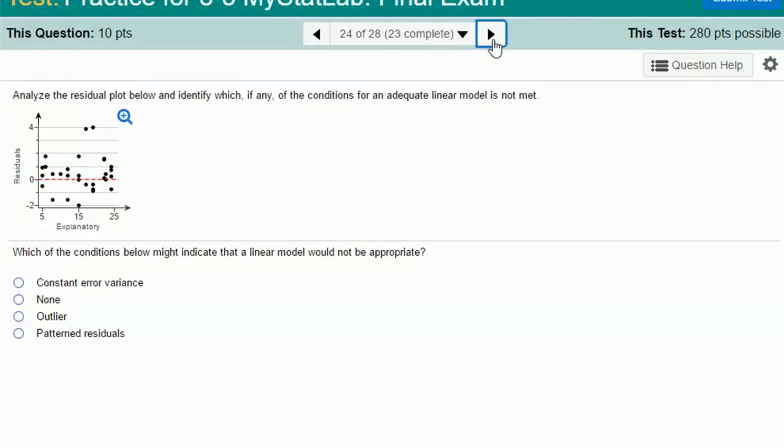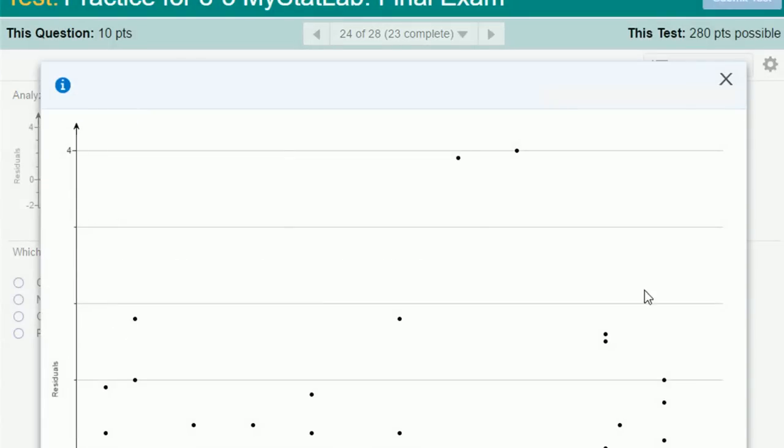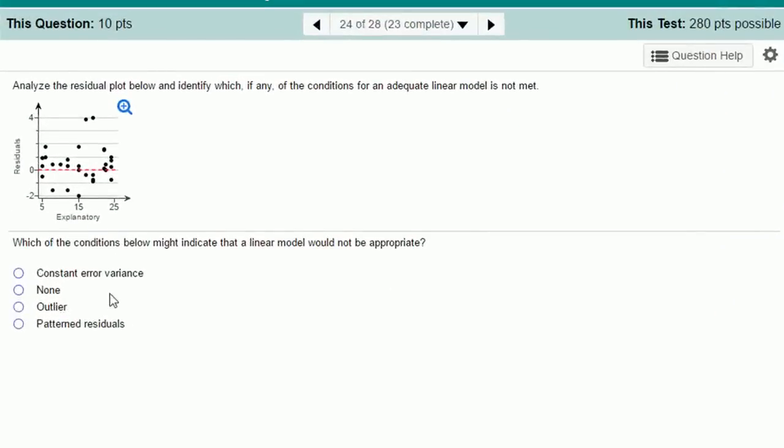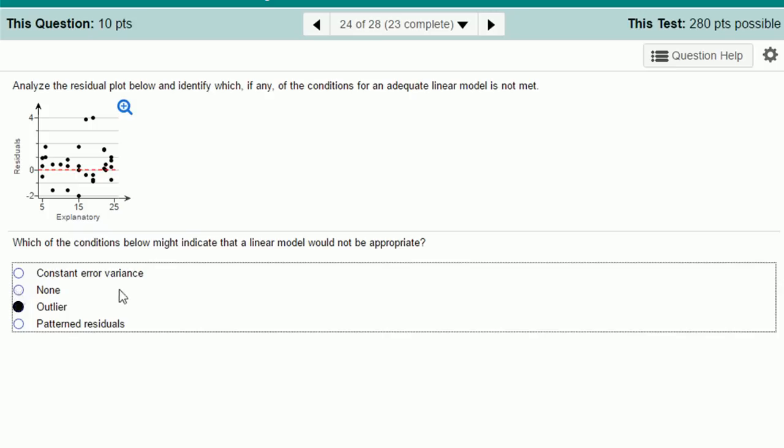Analyze the residual plot. Identify which, if any, of the conditions for an adequate linear model is not met. Let's look at this and see. I mean, this looks like a pretty nice scatter plot. It's just a random scattering of points. There's no discernible shape. There's a couple little outliers. They're just a little higher up than the other stuff. So which conditions might indicate that a linear model is not appropriate? Well, outliers, it's a possibility, so we should check that off.